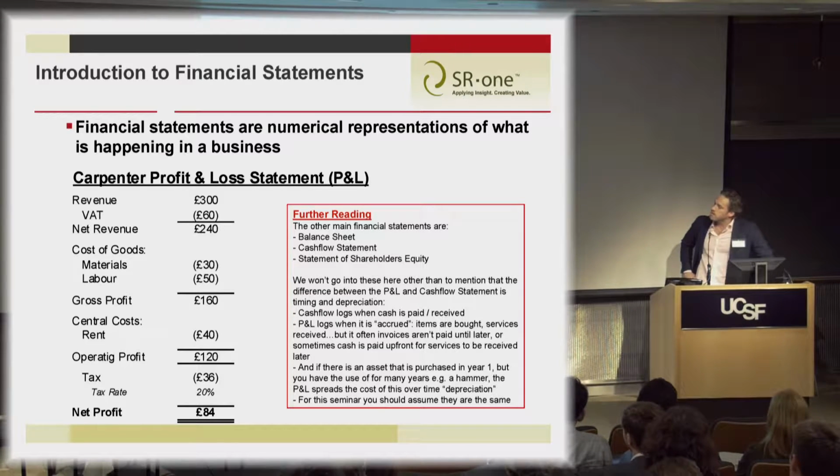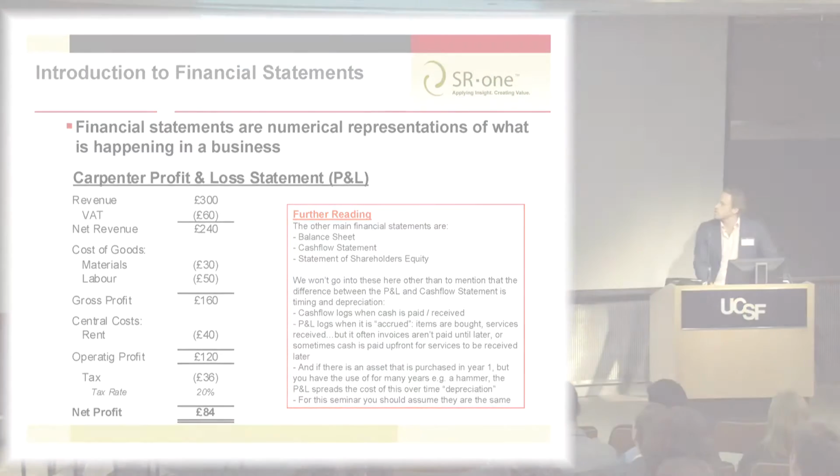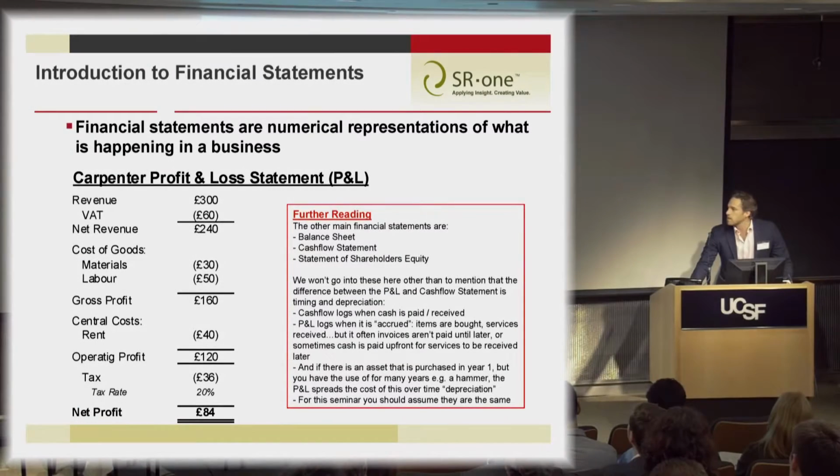There are three main statements that go towards this. There's the profit and loss statement, the cash flow statement, and the balance sheet. I'm not going to go into that. That's an entire other lecture, but just to show you, VAT, that's sales tax, materials, labor, that's how much money he makes. He has to pay some rent. He makes £120 of operating tax. The government takes a big chunk of it, and he ends up with his £84 in profit. Hopefully that's reasonably straightforward. So he goes ahead and sets up his business.